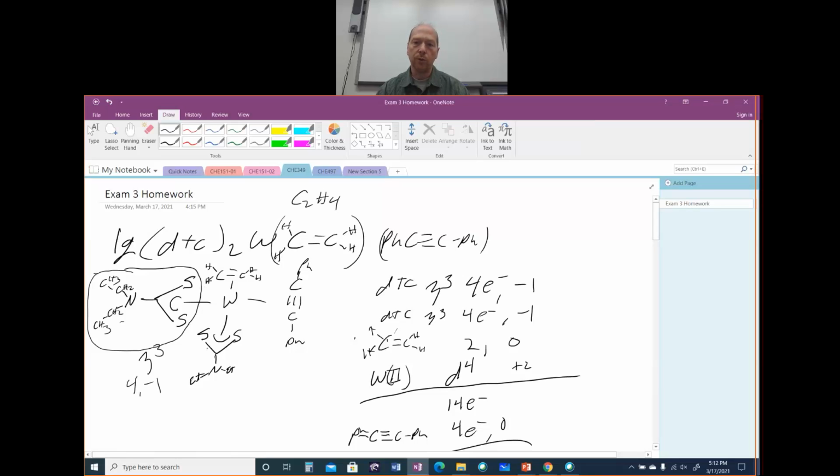There are two of those. So over here, I have the total. Both of my eta 3s are both 4 electron minus 1s. So that's this one and this one. Then you have your alkene, that's a 2-0. Then you have your alkyne, which could be a 2-0 or a 4-0.